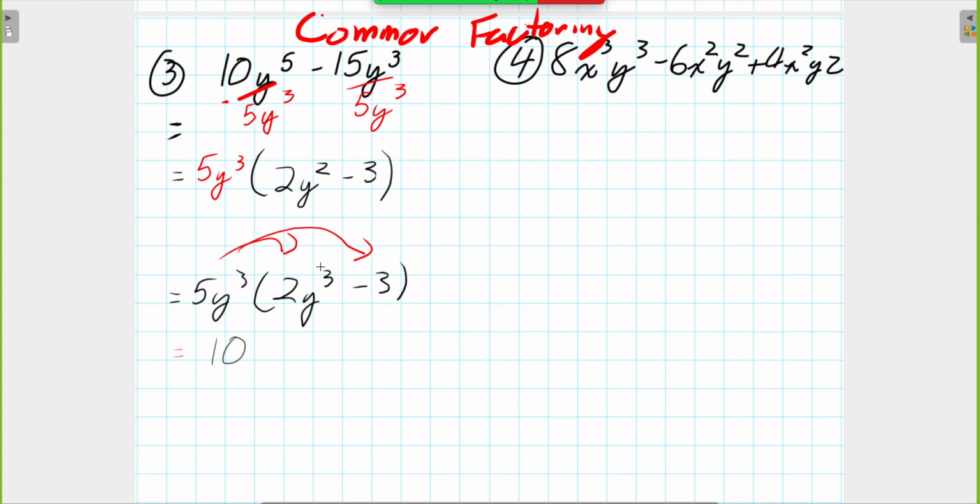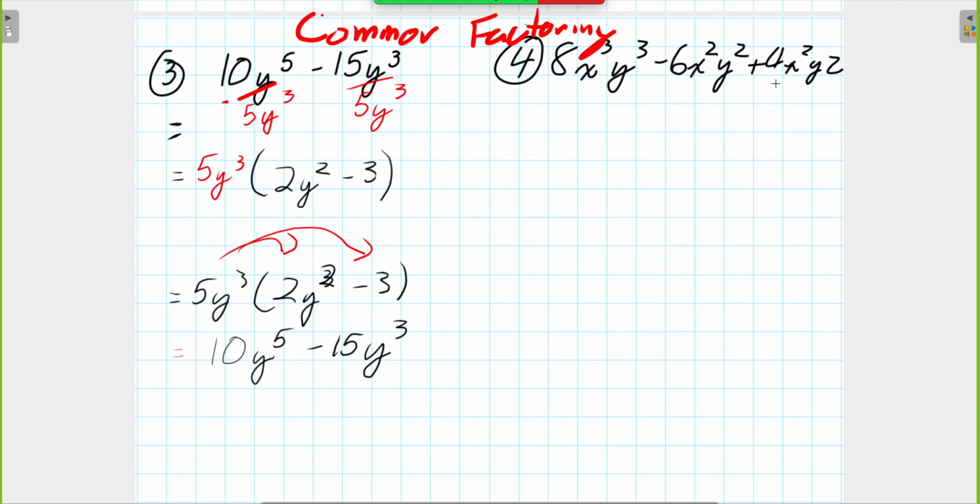I knew something was off there. This should be a 2. Y cubed times y squared, well, we add the exponents and we get y to the power of 5. And then the second one, 5y cubed times negative 3. Well, negative 3 times 5 is negative 15, and there's no other variable to multiply, so we just bring along the original y cubed, and we're back at where we started. So that's a way of checking. We can distribute. The opposite process of factoring is distributing, okay?